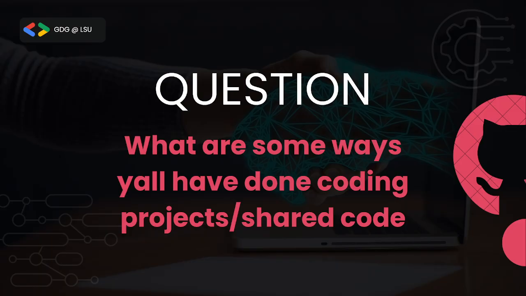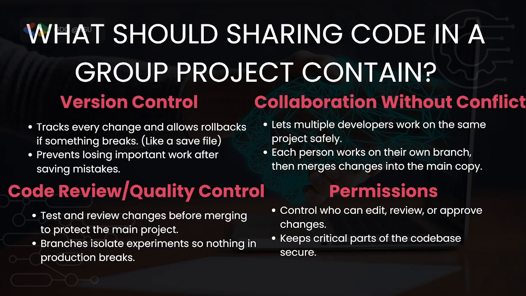So I'm just going to quickly list off. This might be a bit compact, but I'll go by it one by one. These are some of the things I listed that you should look for in an application that you use to share code with others. So the first thing is called version control.